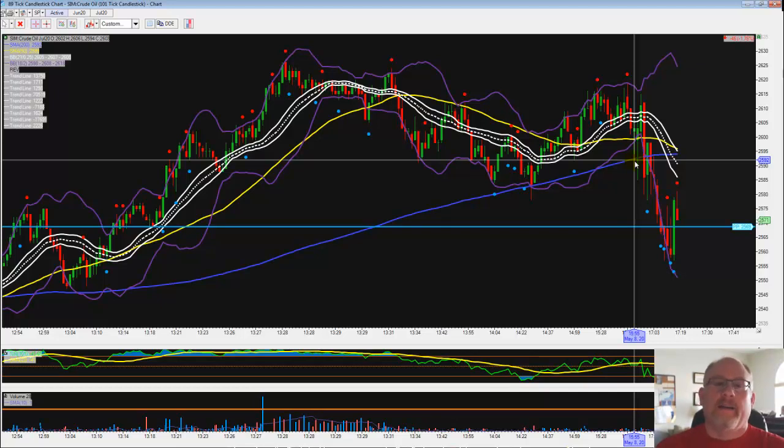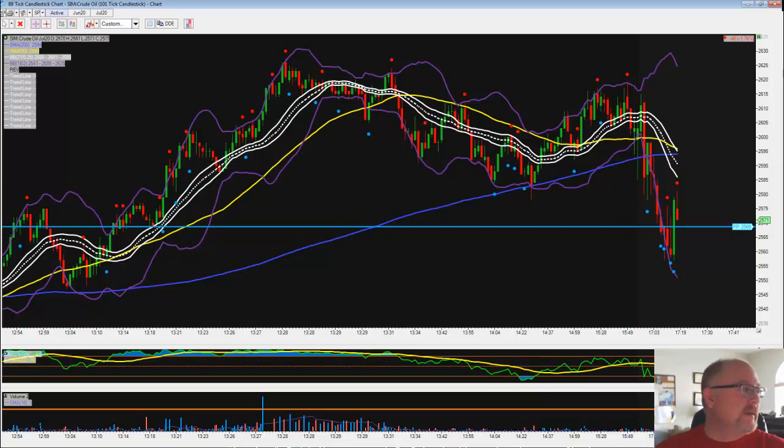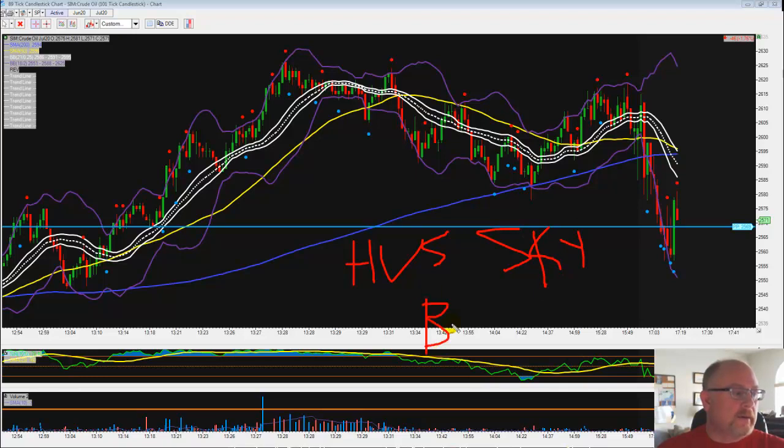This one here is the high volume spike, what I call the HVS sky. So once again, as I had talked about before, my favorite trading setup is called the HVS sky. It's a blue bar, so it's a blue HVB. And what I'm looking for is a top reversal. There's some good power in that trade when you can find it.